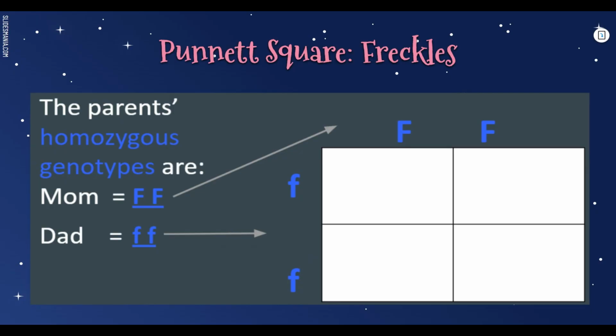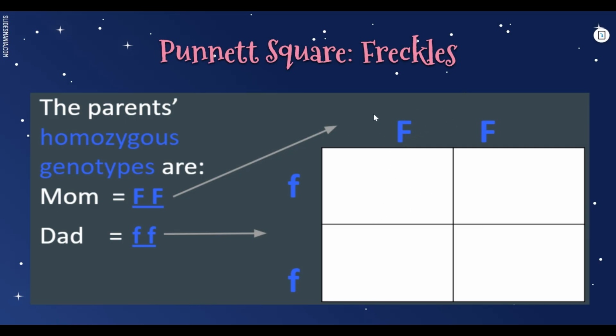Right, so this is the Punnett square right here. What the Punnett square is saying is this is the mom's genotype, big F, and this is the dad's genotype, little f, little f. All right, and so here we have the Punnett square for this. We're going to work this out and see what happens.